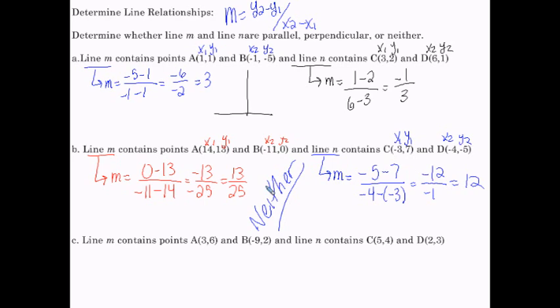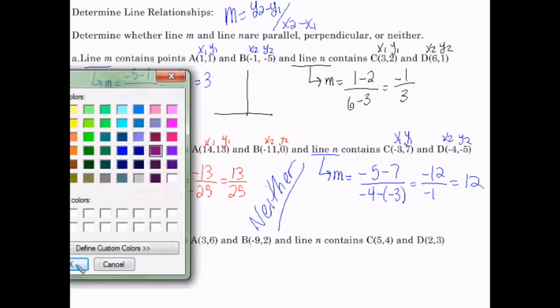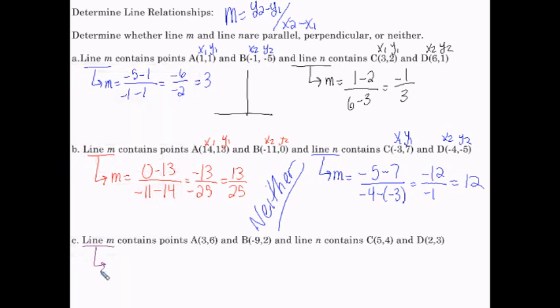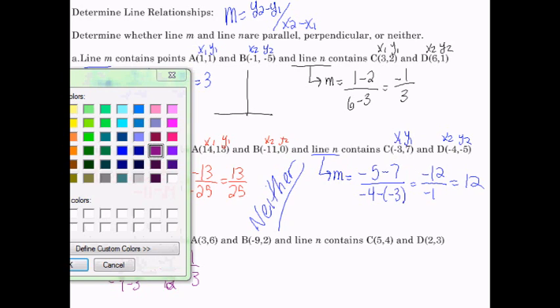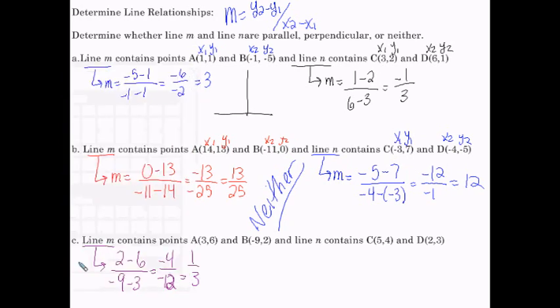And then finally, I feel like purple. Line M, I'm going to have 2 minus 6 over -9 minus 3, which is going to give me -4 over -12, which is going to give me 1/3. Because they both divide by 4, and they're both negative. And I have 3 minus 4 over 2 minus 5, which gives me a -1 over a -3, which gives me 1/3. They're the same, so these two lines are parallel.